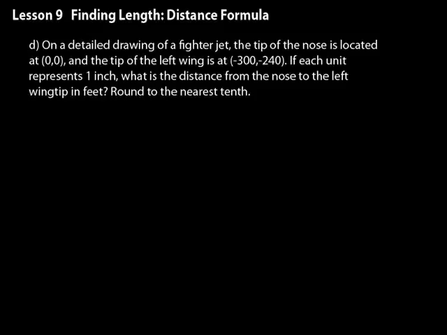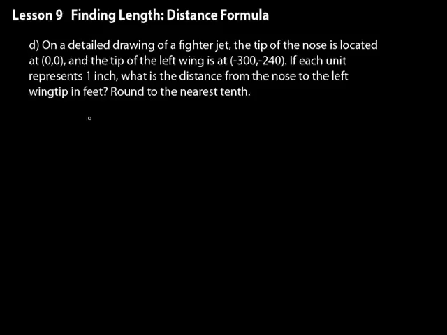It says, on a detailed drawing of a fighter jet, the tip of the nose is located at (0, 0), and the tip of the left wing is at (-300, -240). If each unit represents 1 inch, what is the distance from the nose to the left wingtip in feet? So a key phrase there is, what is the distance? So we're trying to find the distance.